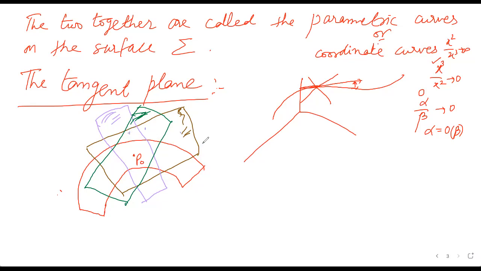And when P tends to P naught, the plane which has the highest order of smallness as P tends to P naught, for the distance P naught P, is called a tangent plane to the surface. Let me write its definition, then you will get the idea. So its definition is, suppose, let us write here the definition of tangent.